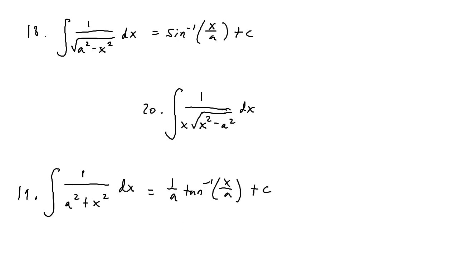And then finally for number 20, the integral of 1 over x times the square root of x squared minus a squared dx is going to be equal to 1 over a arcsecant or inverse secant of the absolute value of x over a, and then plus c.